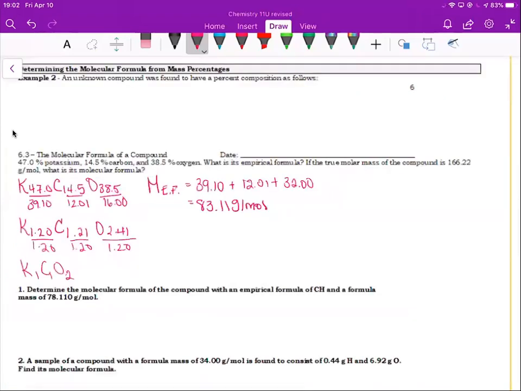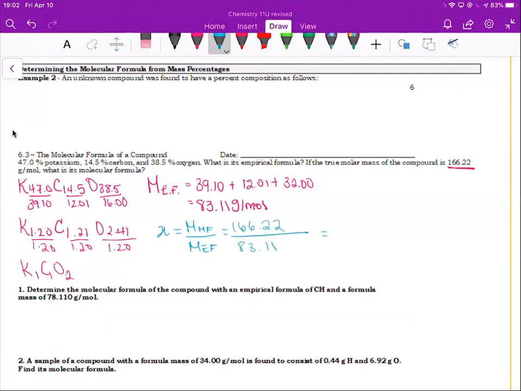And so if the true molar mass of the compound is 166.22 grams per mole, let's find the multiplier. X equals the molar mass of the molecular formula over the molar mass of the empirical formula. And here's a tip. You'll always get a whole number, something nice like 2.01 or 1.99. If you ever get something like 0.7 or 0.73, you put the wrong number in the wrong place. You always put the biggest number, 166.22 in this case, on top, and then the smaller number at the bottom.